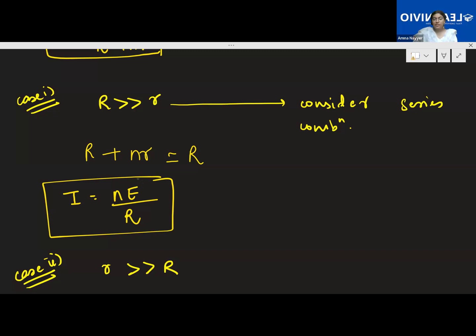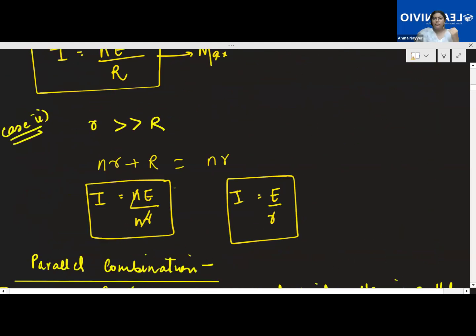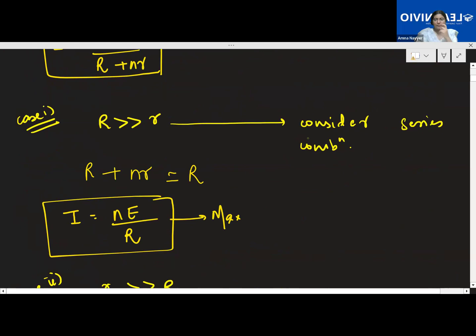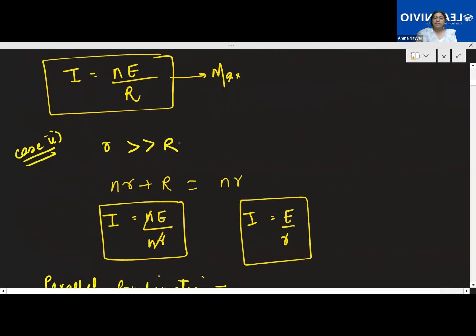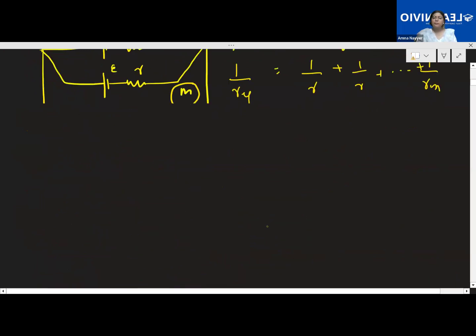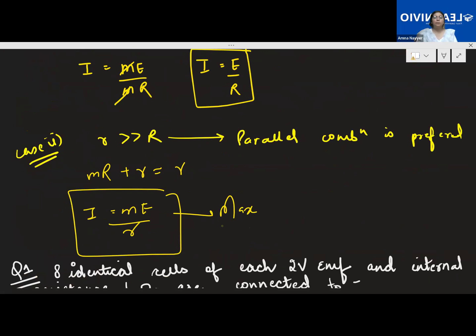So out of series and parallel, I think this will be the maximum value, NE by R, while in the parallel it was just E by R. So if capital R is greater than small r, we should prefer the series combination. That's what has been written. Consider the series combination because numericals have come based on this concept. I'll show you a question also. In this case it is E by R, but in parallel, in the second case, it is ME by R. Of course, this is greater. It is the maximum value, so we'll prefer the parallel combination.